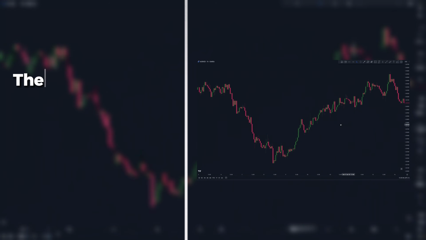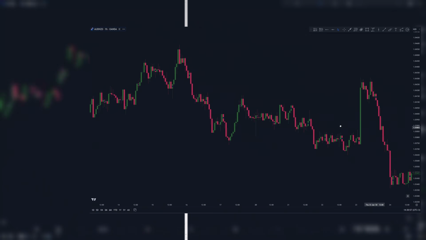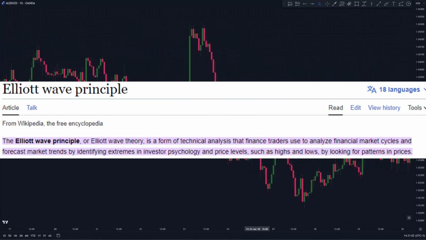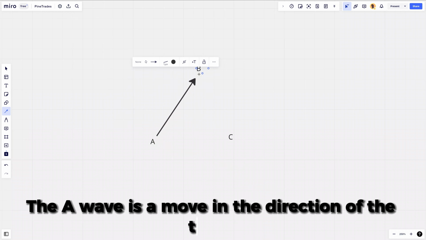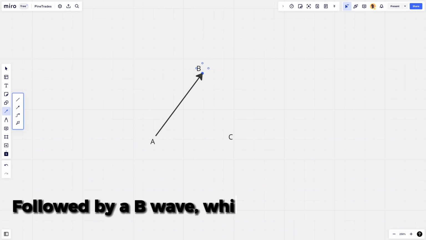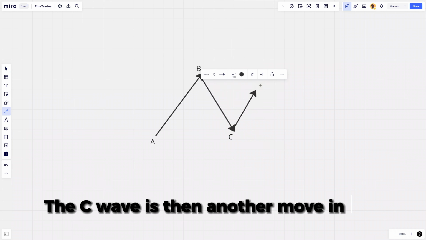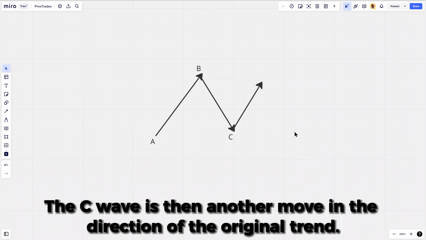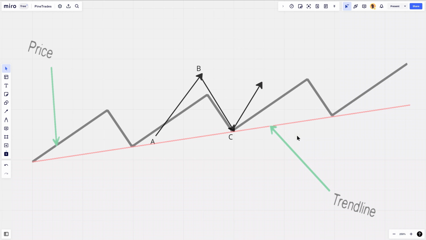Let's get into it. The ABC pattern is a well-known chart pattern used in trading. It's part of the Elliott Wave principle, and it's often seen as a predictable wave movement in the market. The ABC pattern consists of three legs: A, B, and C. The A wave is a move in the direction of the trend, followed by a B wave, which is a counter-trend move. The C wave is then another move in the direction of the original trend. Essentially, the ABC pattern is a corrective pattern within a larger trend.